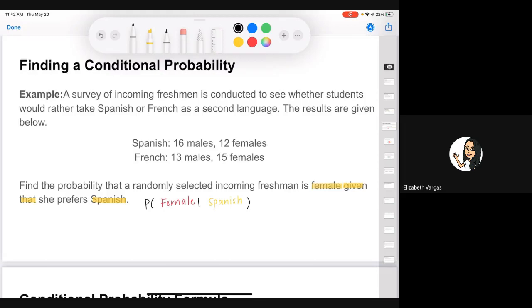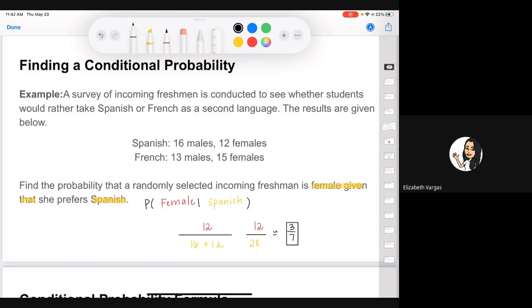The way that we calculate this is we want to calculate all those people who have selected Spanish. So 16 males and 12 females have selected Spanish. That's 28 individuals in total who have selected Spanish. Now I want those people who have selected Spanish to be female. I have 12 females who have selected Spanish. So now I can simplify that as 3/7.